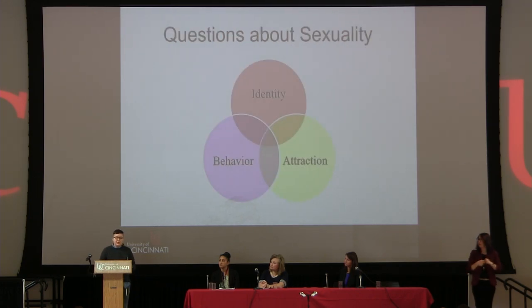So when thinking about sexuality, we have three components that we're actually asking about potentially. You have identity, which most people conceptualize as your sexual orientation. You have attraction, who you actually like. And then you have behavior, right? Who you're actually hooking up with or having sex with.